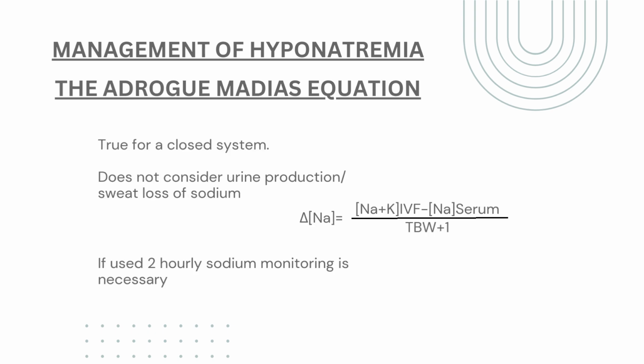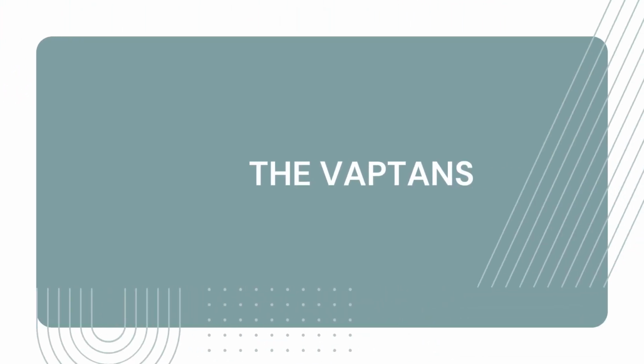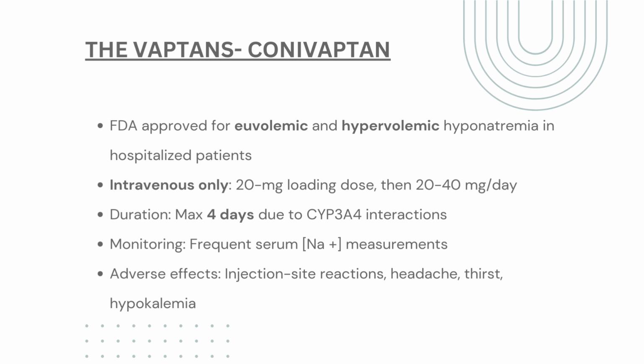The Adrogue-Madias equation can also be used to calculate the infusion rate of 3% sodium chloride. But it is true for only closed systems and does not consider urine production or sodium loss through sweat. If this formula is used while treating acute hyponatremia, we still have to monitor sodium every 2 to 4 hours. Now let's talk about the vaptans, the ADH antagonists.